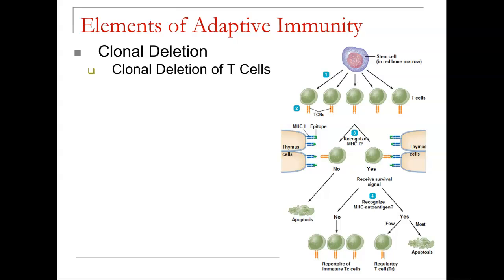So clonal deletion is going to be a process by which lymphocytes respond to autoantigens and are selectively killed by apoptosis. So basically the body eliminates self-reactive lymphocytes. The clonal deletion of T cells is going to occur in the thymus. So we'll have thymus cells that are going to process and present all body autoantigens to young T cells.